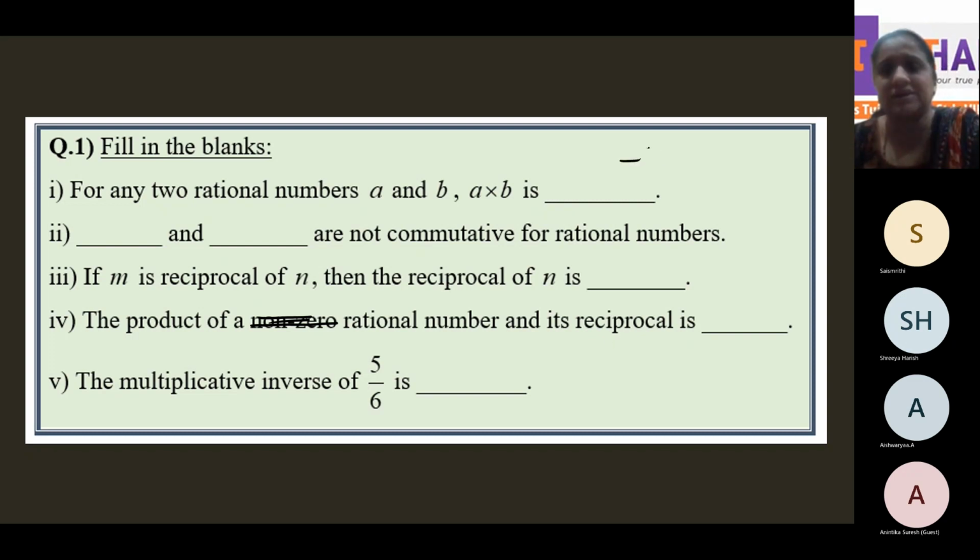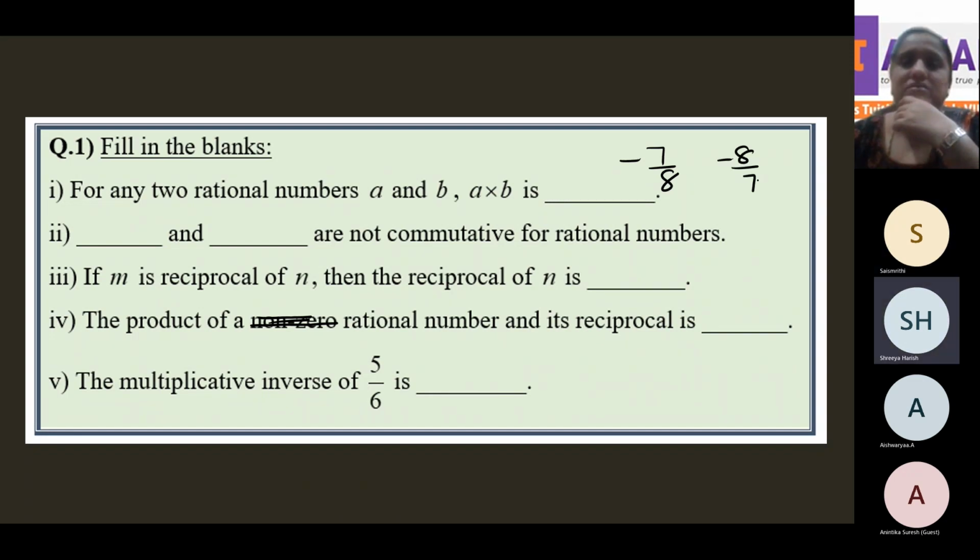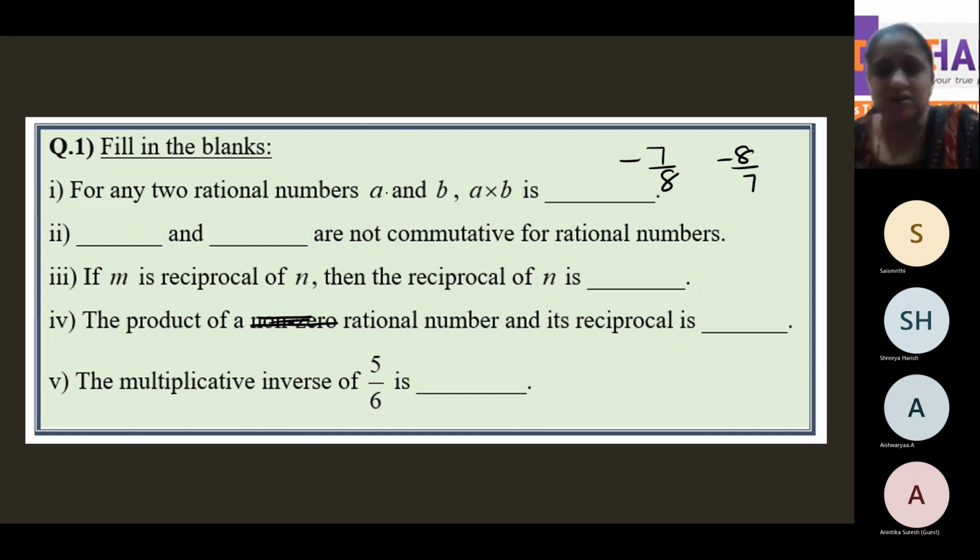Take some rational number, say minus 7 by 8, and its reciprocal. Children, what's the reciprocal of minus 7 by 8? Minus 8 by 7. You only have to invert it. Don't change the sign. The minus will remain. Now let's recall the negative of a rational number and the reciprocal of a rational number.